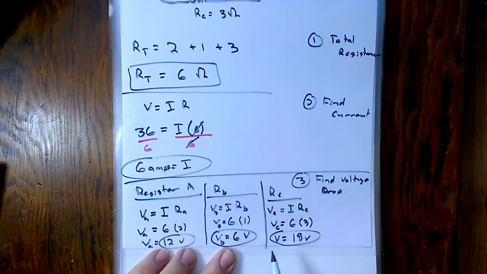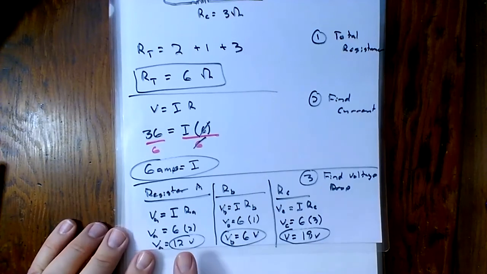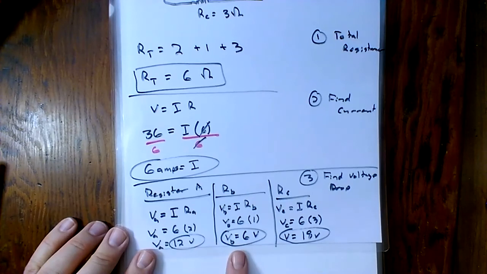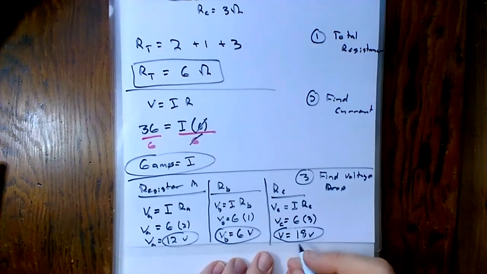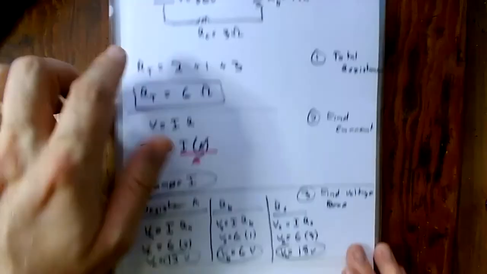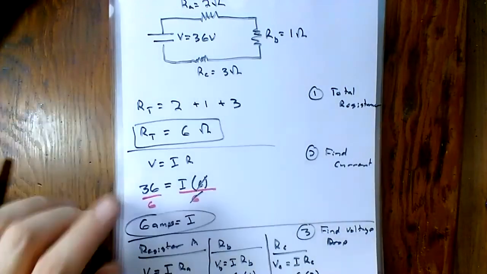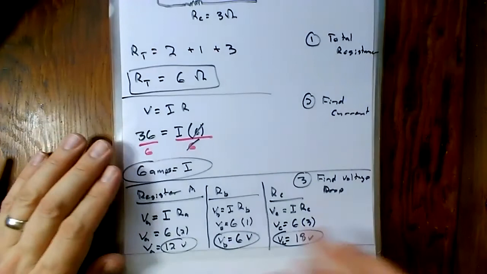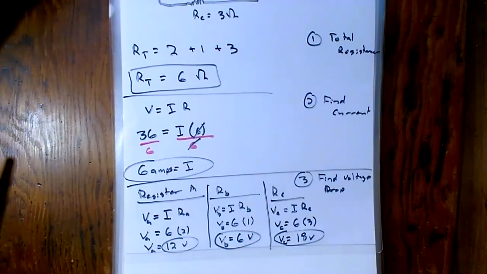Now, I want you to notice something here. If I were to add these up, 12 plus 6 would be 18. 18 plus 18 would be my total voltage, which is 36. And that's a good way of checking if you want to do all three.